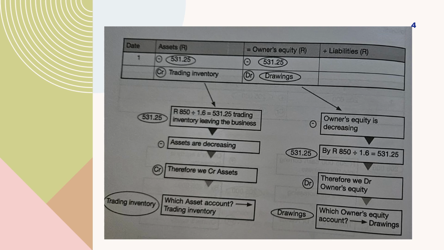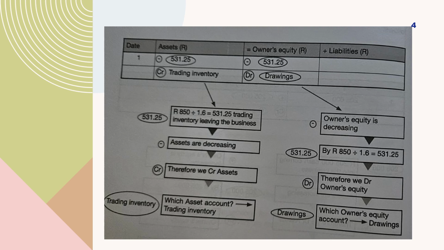Now to explain the debits and credits. Using the AED, assets have a debit balance, they increase on the debit side. So trading inventory is an asset, and here you can see that we want to decrease our trading inventory. So we need to credit trading inventory to decrease it, right? Of course, if you debit it to increase it, you would have to credit it to decrease it. So we're crediting trading inventory because it is decreasing.